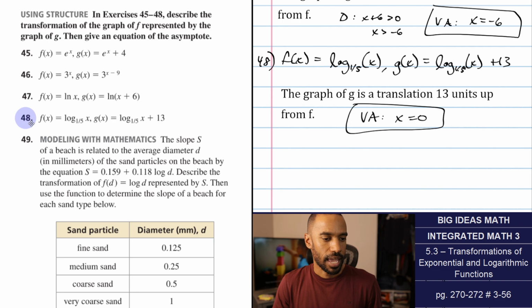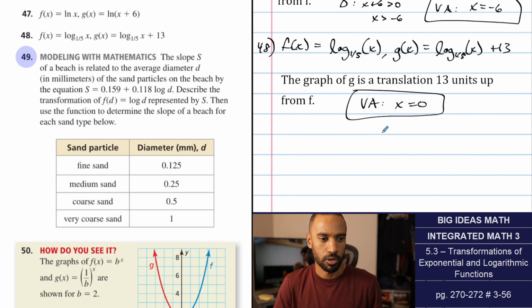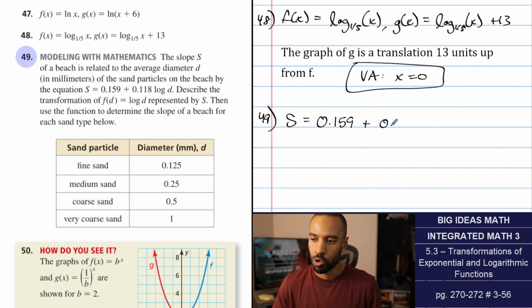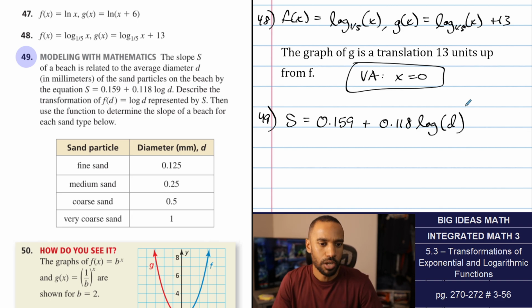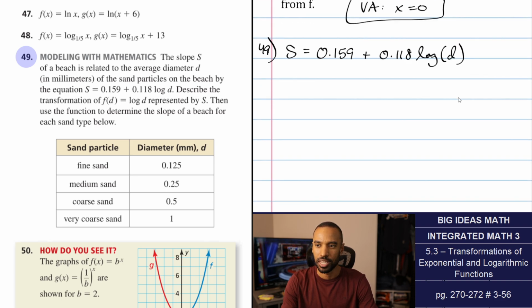Okay, running closer to the end, number 49, modeling with mathematics. The slope S of a beach is related to the average diameter d of the sand particles on the beach by the equation. I don't know what they're talking about. Sand particles, that's interesting. I guess the more it slopes off, well, we'll see. S equals 0.159 plus 0.118 times the log of d. Describe the transformation of f of d equals log of d represented by S, then use the function to determine the slope of a beach for each sand type below.